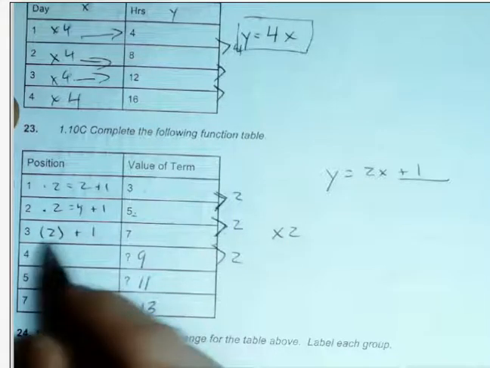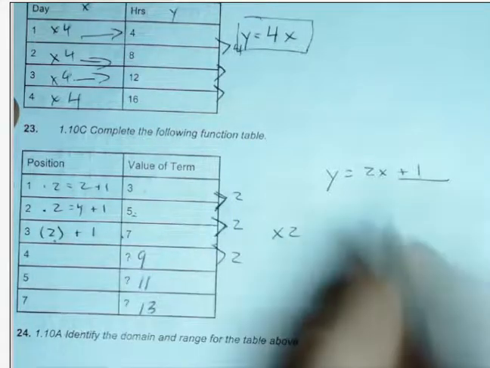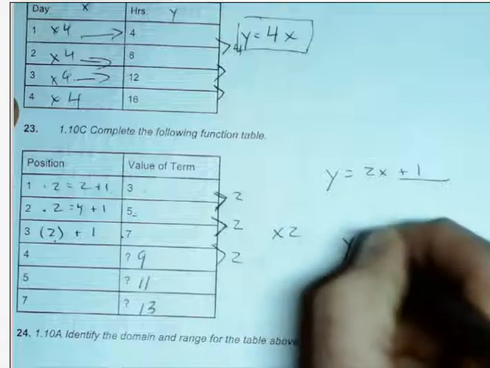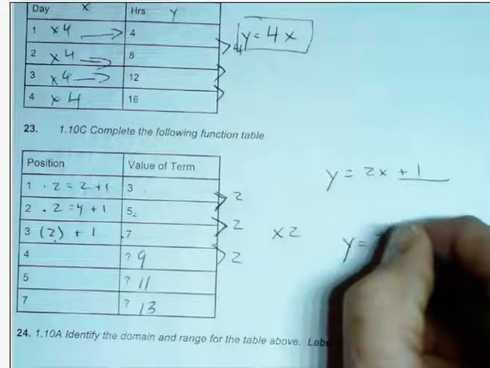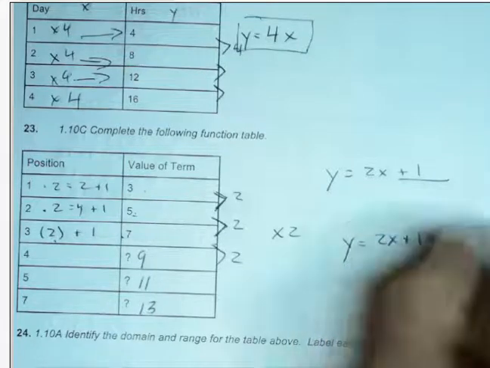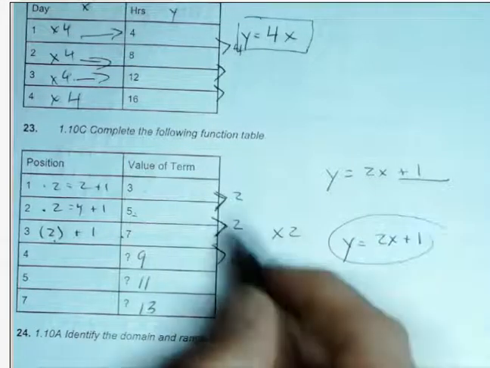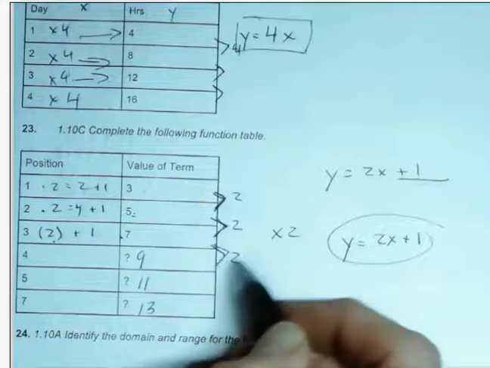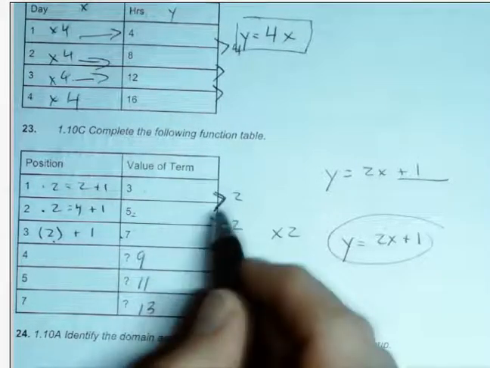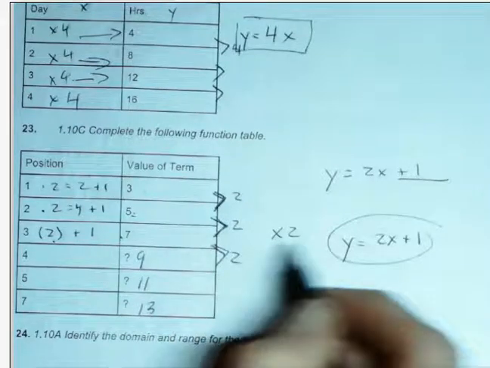3 times 2 is 6 plus 1 is 7. Oh boy, it's working. So our little formula here is y is equal to 2x plus the 1. Remember, when you're looking at the difference here and it is consistent, that doesn't mean plus 2. It means it's going to be times 2.